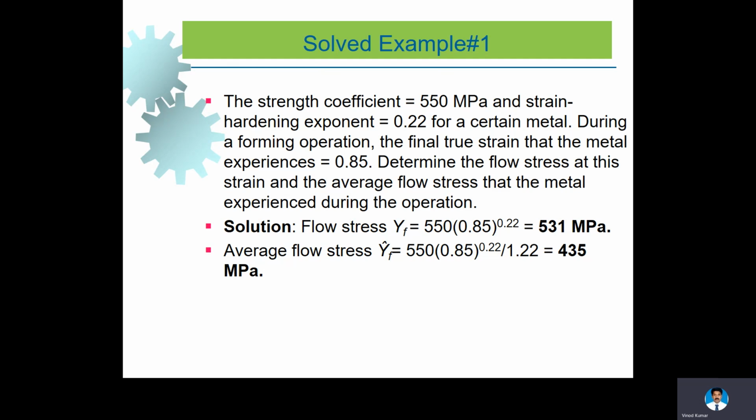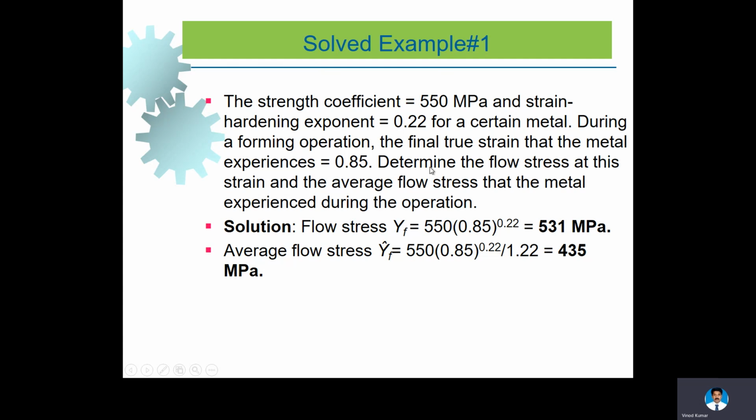Now you can see there is an example here. The value of K, the strength coefficient, is given, and n is given. During a forming operation, the final strain that the metal experiences, epsilon, is given. Determine the flow stress at this strain and the average flow stress that the metal experiences during the operation. So first, what values do we have? We have K, we have n, we have strain epsilon.